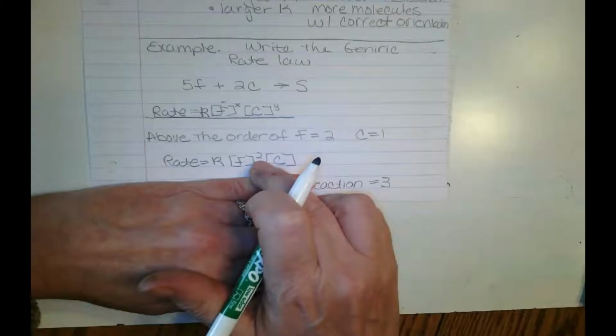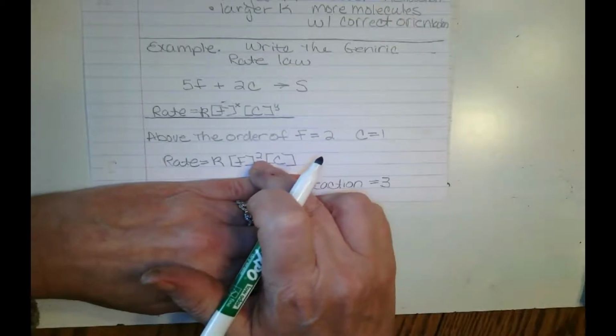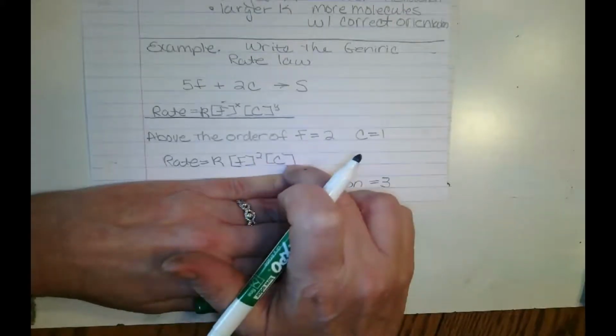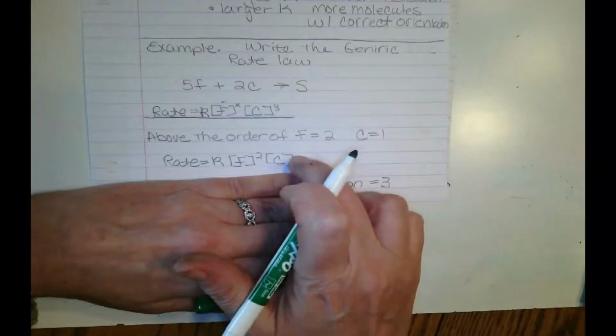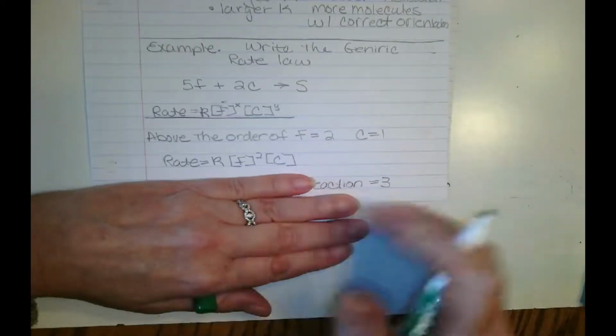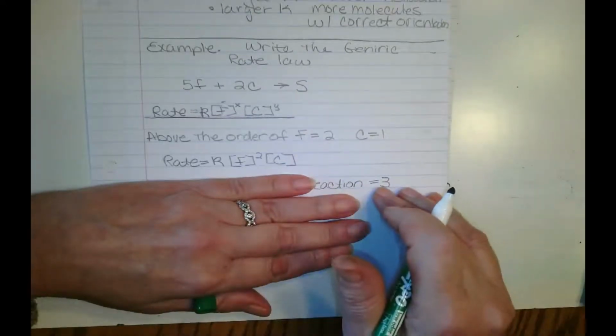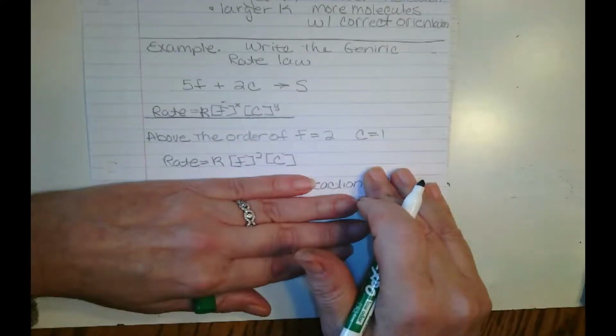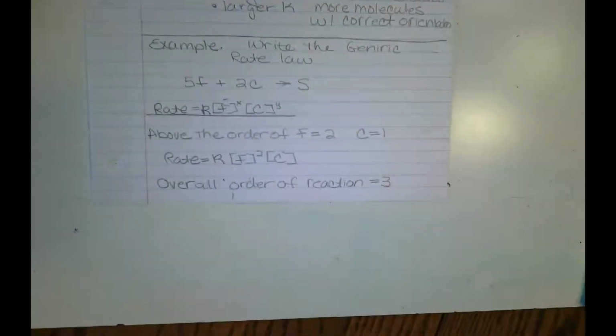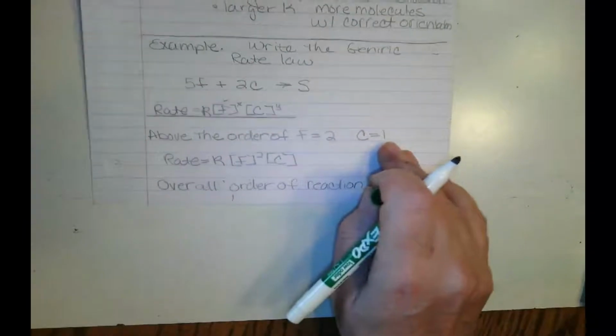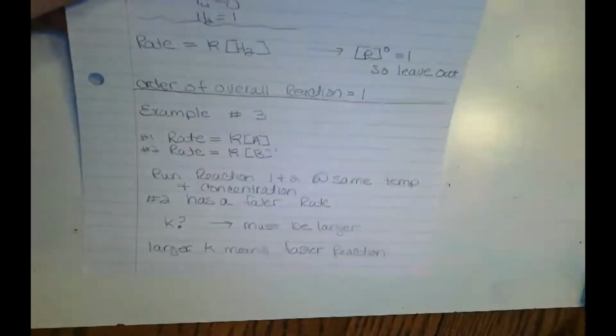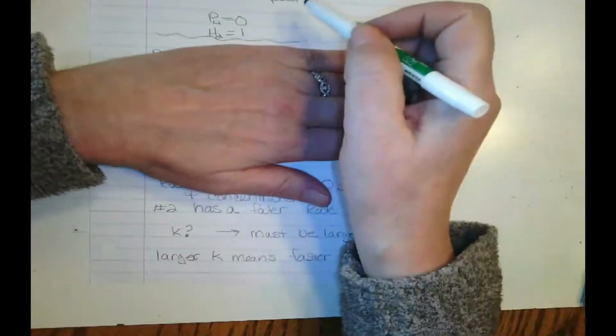F is to the power of 2 because F is second order, and C is first order, so there's a 1 there, and that doesn't do anything, so we don't have to write that 1. So what is the overall order of the reaction? It's 3.